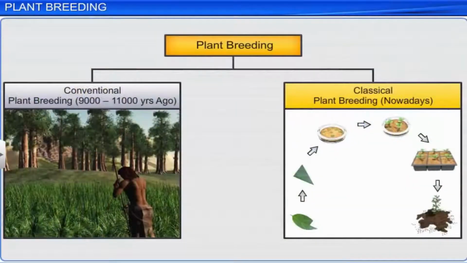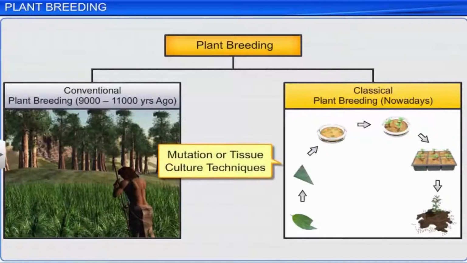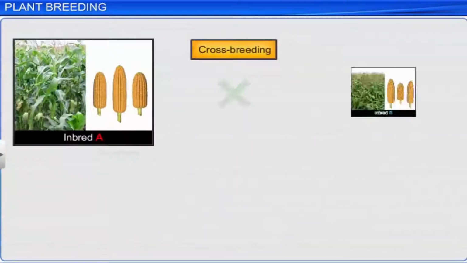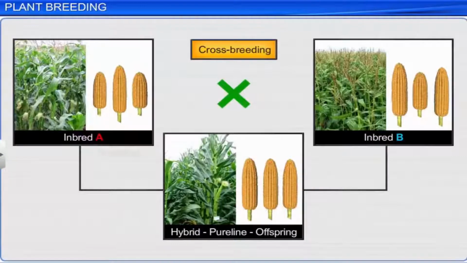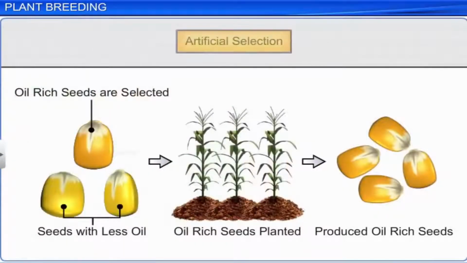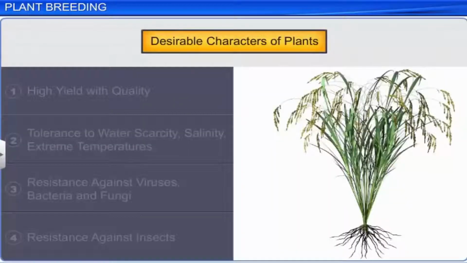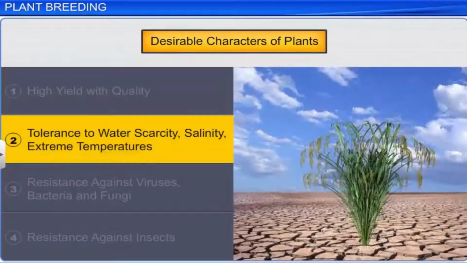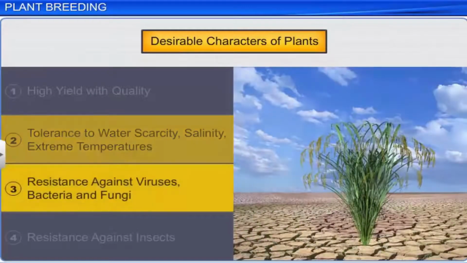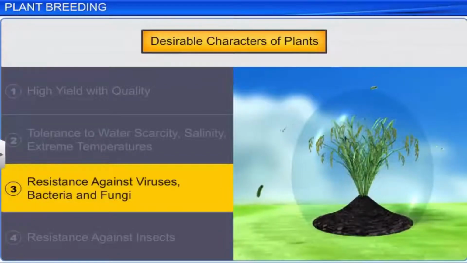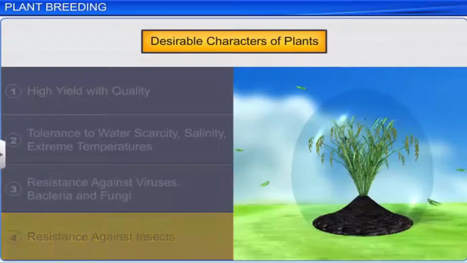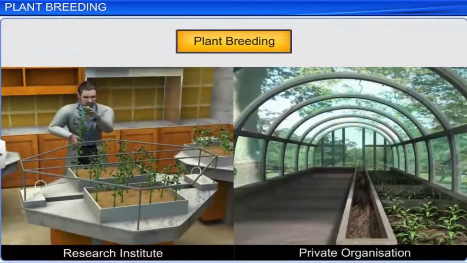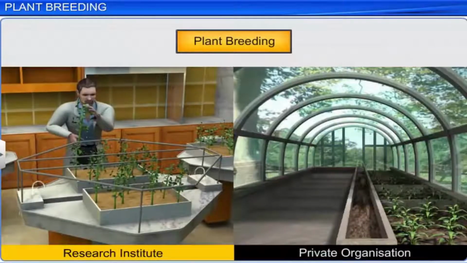On the other hand, classical breeding uses techniques such as mutation or tissue culture, followed by crossbreeding of pure lines and artificial selection of plants. The desirable characters of plants generated by plant breeding include high yield with quality, tolerance to different types of environmental stress, resistance to microbes, and pests. Plant breeding is commonly carried out in government research institutes and some private organizations and involves several steps.